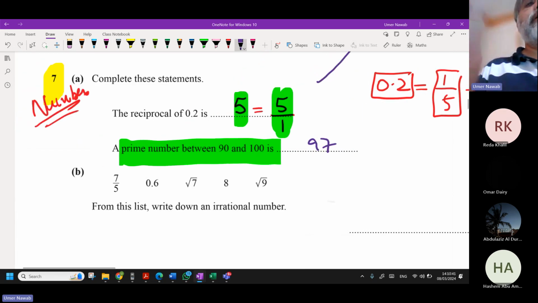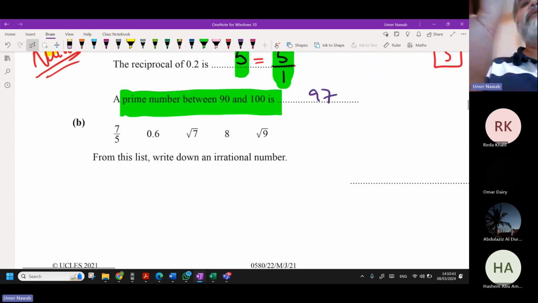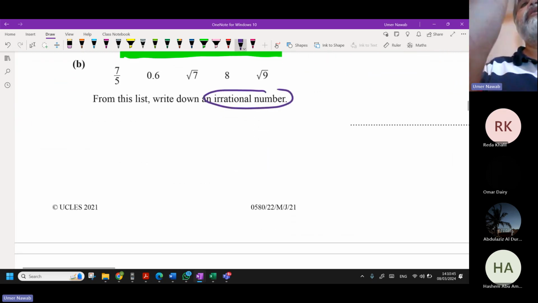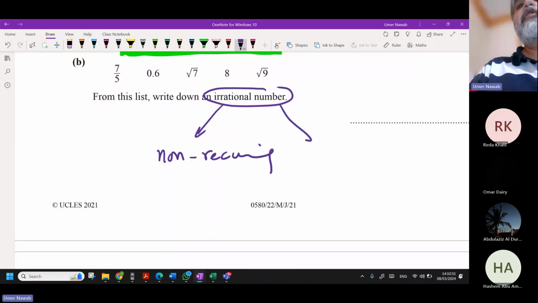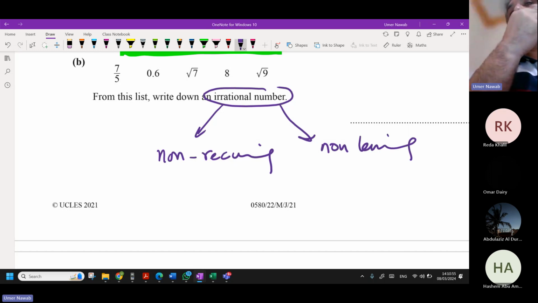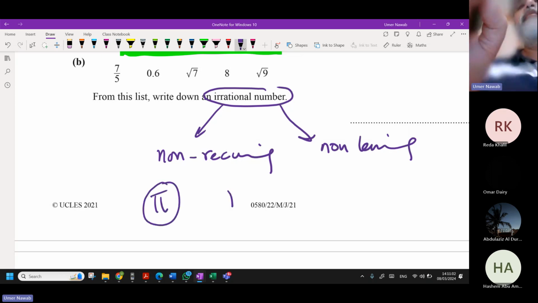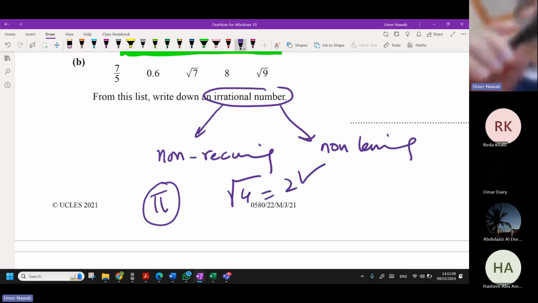Next question. We need to write an irrational number. So guys, irrational numbers in decimals are non-recurring and non-terminating, and it is a number which cannot be written in the form of a fraction. Normally any number containing pi is irrational. Any number containing a square root of a non-square number is irrational, not the square root of 4, because the square root of 4 is 2, which is a whole number. It is a rational number.